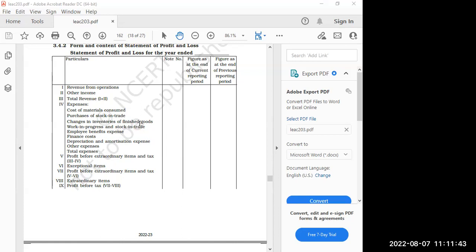Finance cost means any cost incurred to pay interest. Interest on loan, interest on debenture, interest on anything else. Or bank charges. The bank will charge you something for current account. Next, depreciation and amortization. Just now we discussed, no? Depreciation is for fixed asset. Amortization is for intangible asset.